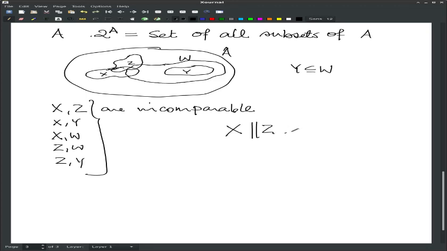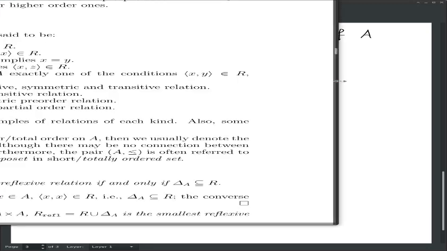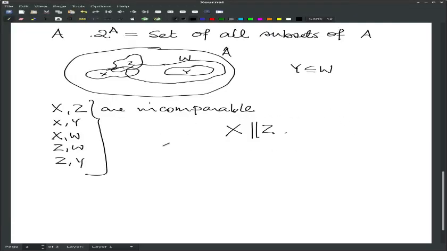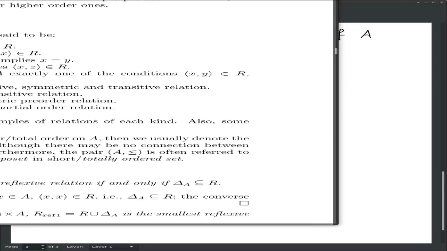So trichotomy means that any two elements are related, they are comparable. But if it is not trichotomous, it means that there can be things which are not related. That's the whole idea. As I told, a total order is a trichotomous partial order. So for instance, less than or equal to is an example of such a thing.